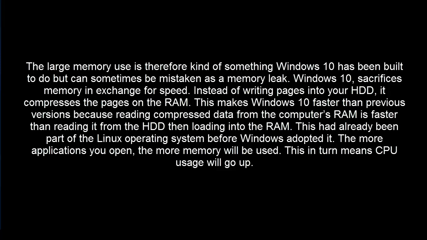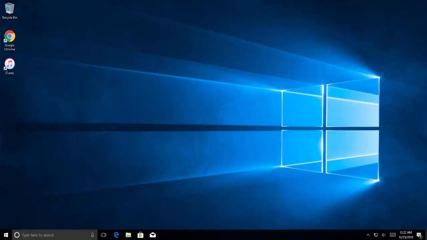Windows 10 sacrifices memory in exchange for speed. Instead of writing pages into your hard drive, it compresses the pages to the RAM. This makes Windows 10 faster than previous versions because reading compressed data from the computer's RAM is faster than reading it from the hard drive, then loading into the RAM. This had already been part of the Linux operating system before Windows adopted it. The more applications you open, the more memory will be used. This in turn means CPU usage will go up.